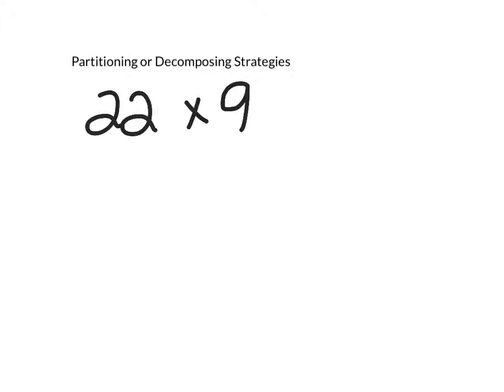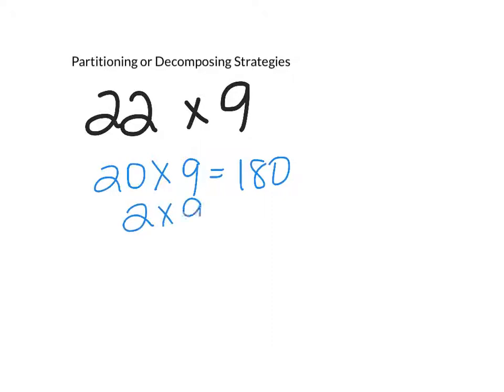One more problem we could do with a decomposing strategy is 22 times 9. And the way I would think about this one would be 20 times 9, which is 180, and 2 times 9, which is 18. So I get 198.